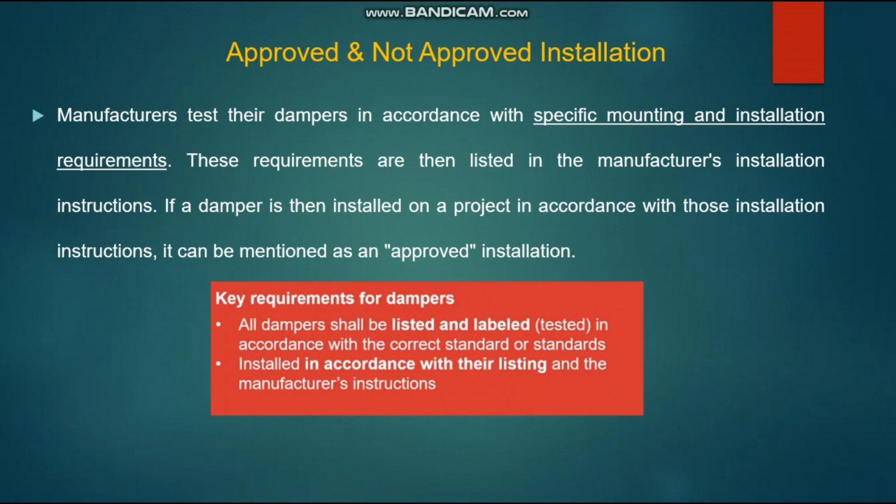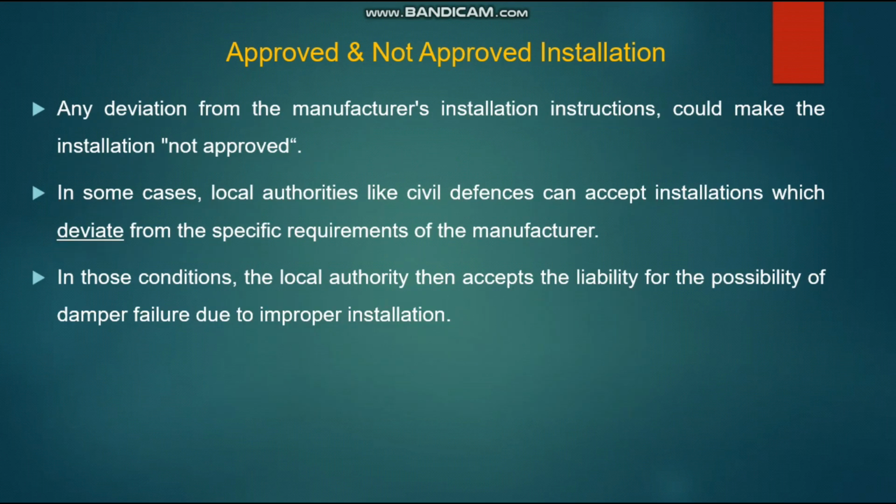What are approved and non-approved installations? Manufacturers test their dampers in accordance with specific mounting and installation requirements. These requirements are then listed in the manufacturer's installation instructions. If a damper is installed on a project site in accordance with those installation instructions, it can be called an approved installation. Any deviation from the manufacturer's installation instructions could make the installation not approved. In some cases, local authorities like civil defense can accept installations which deviate from the specific requirements of the manufacturer.